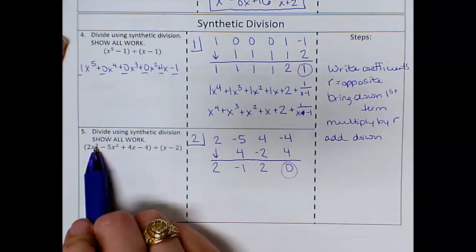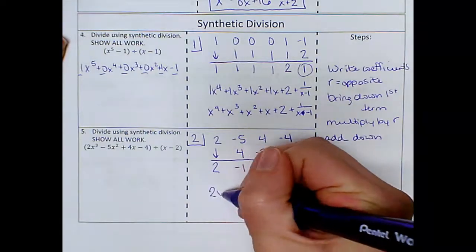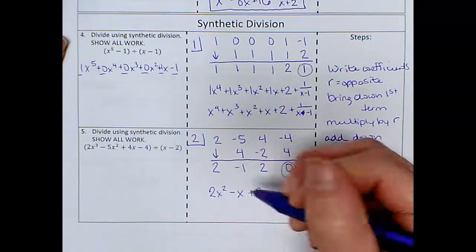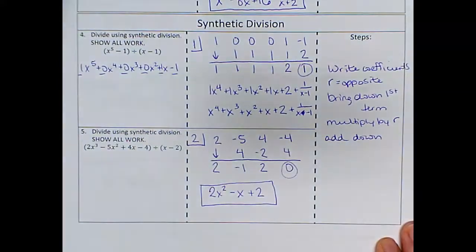This is an x cubed, so that means this is a coefficient of x squared. 2x squared minus 1x plus 2, no remainder. That's synthetic division.